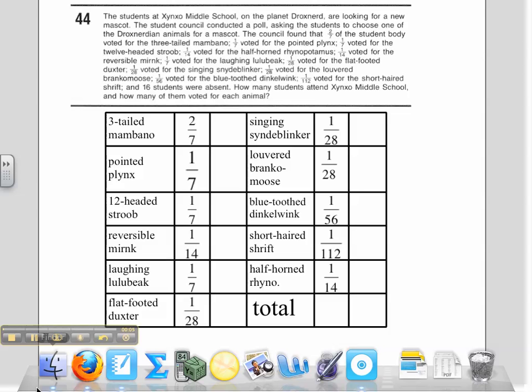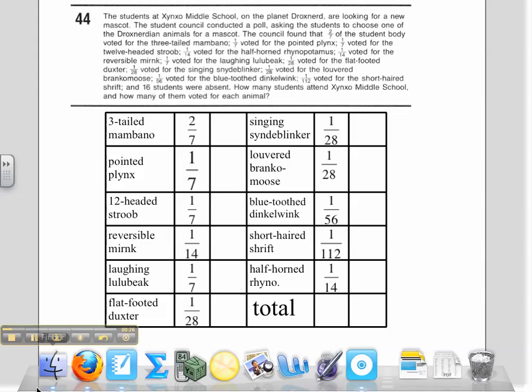Hopefully you've already read the problem. If you have not had a chance to do so, please pause the video at this time and read the problem to yourself. I have gone ahead and made a chart of all of the different animals for the mascot and what fraction of the student body voted for each one of these.